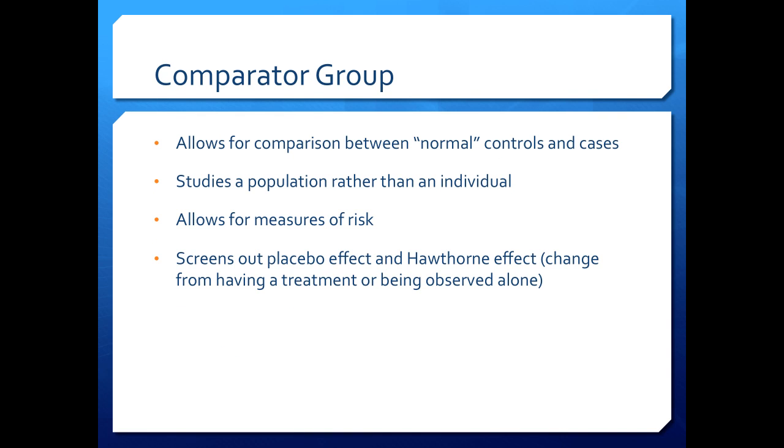A comparator group allows for comparison between normal controls and cases, or between those exposed and unexposed. It moves the study from an individual level to a sampled population level. Having a comparator allows for a relative measure of risk. Furthermore, it decreases significantly the chance of a placebo effect and the Hawthorne effect, i.e., an effect secondary to observation alone.